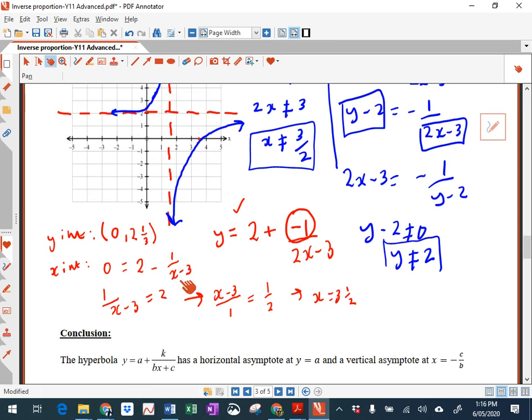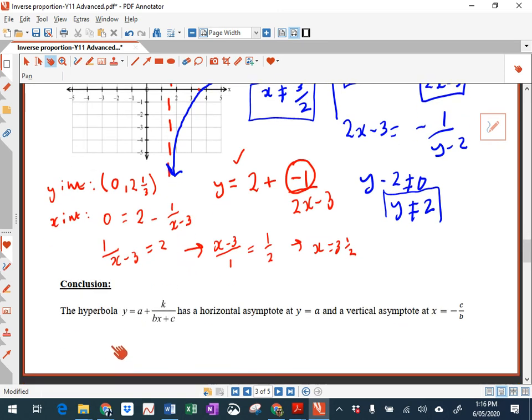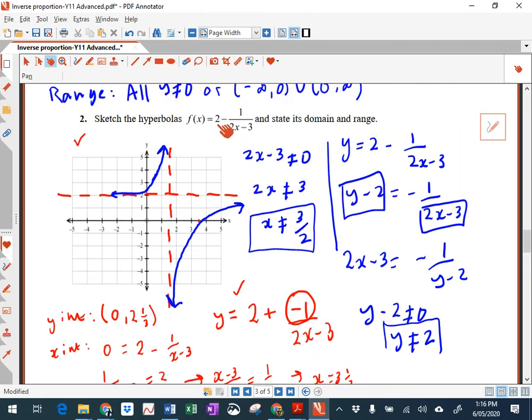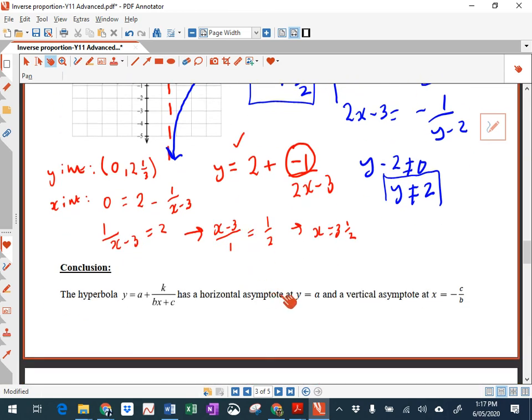We can write a little conclusion though, and that's this. If you've got a hyperbola of this form, a plus k over bx plus c, then you've got a horizontal asymptote at y equals a. So if you look over here, see the number 2? Well, that corresponds to the horizontal asymptote at y equals 2. And over here, if you've got bx plus c on the bottom, with a plus sign after the a, then the vertical asymptote is at x equals minus c over b.